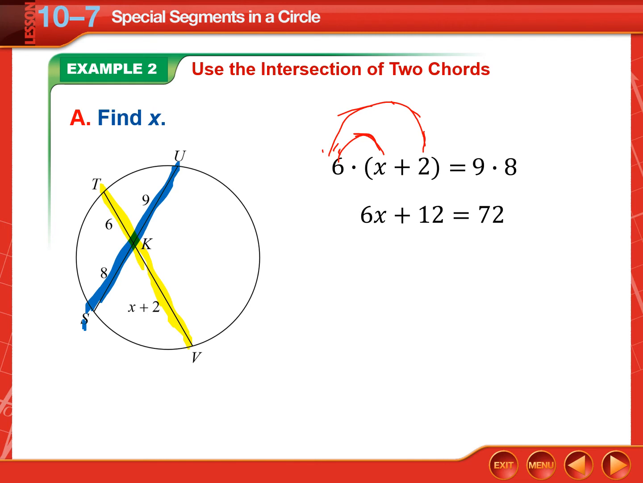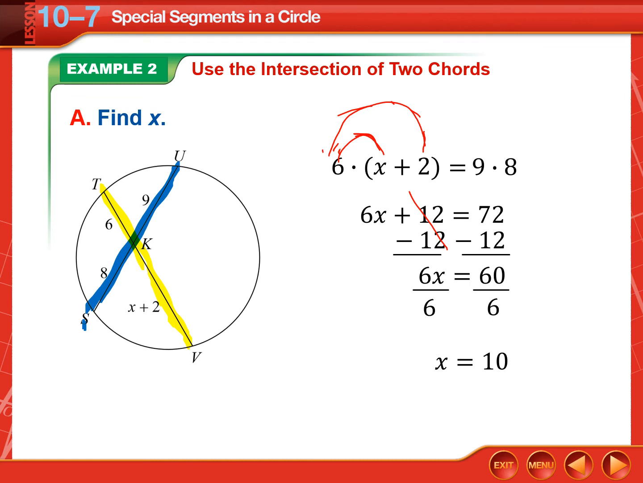So hopefully we remember that's how we got to 6x plus 12 equals 72. Now again, let's just go back to algebra. We're going to subtract 12 from both sides. We get 6x equals 60 because this is gone. And then we just got to divide by 6 on both sides. So we get x equals 10. So there you go, x equals 10.